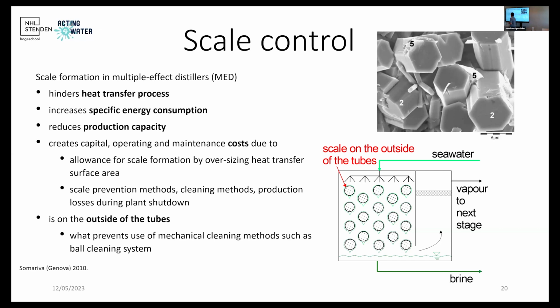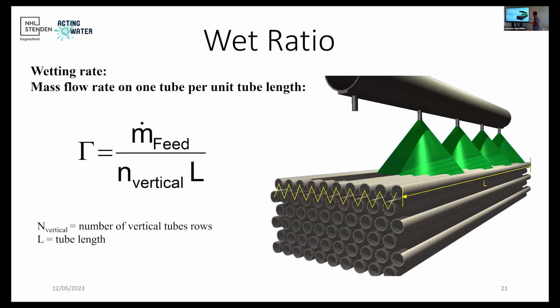Scale on the outside of the tube prevents mechanical cleaning methods such as a ball cleaning system. I mean, you saw how packed these tubes are. Once you block them with salt, cleaning is almost impossible. You cannot do it. You have to remove them. So again, to avoid this, you have to keep a good wetting rate, and then there are numbers that you have to calculate. You have your wetting rate.